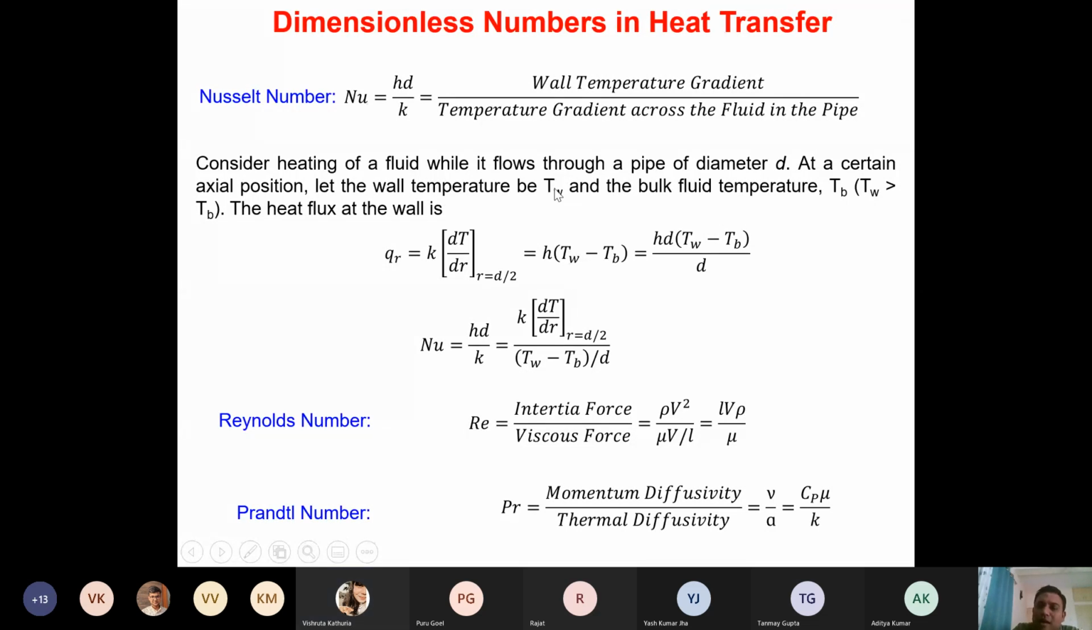Now we can rearrange the terms here. We can just add a D, so hD (TW minus TB) divided by D. Both the left hand side and the right hand side we can rearrange a little bit. We wanted to find out the Nusselt number, so hD by K. The K which is on the left hand side we can take to the denominator, and the entire factor (TW minus TB) by D we will divide into the left hand side factor. So the Nusselt number is given as hD by K.